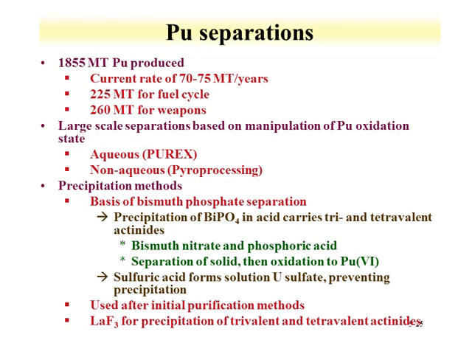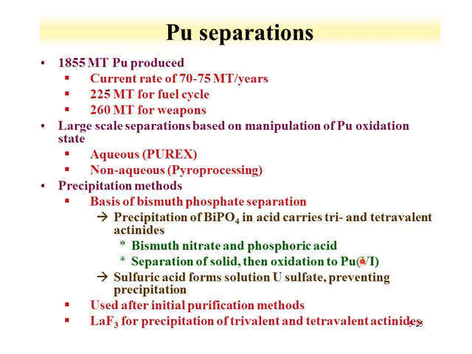One of the first separation techniques for plutonium was the bismuth phosphate method. This is a precipitation-based separation where precipitates of bismuth phosphate in acid carry tri- and tetravalent actinides, so the tri- and tetravalent actinides will precipitate out with the bismuth phosphate. This is done by taking the actinides in the tri- or tetravalent oxidation state with a bismuth nitrate and phosphoric acid solution. The solids are then separated.